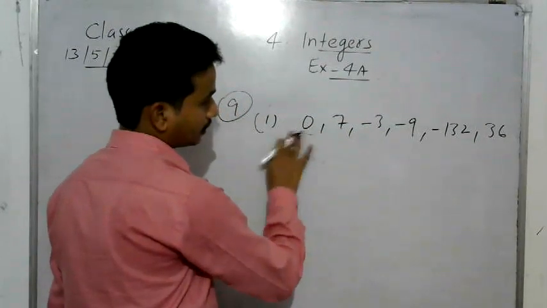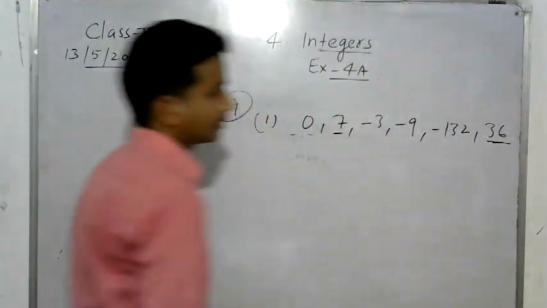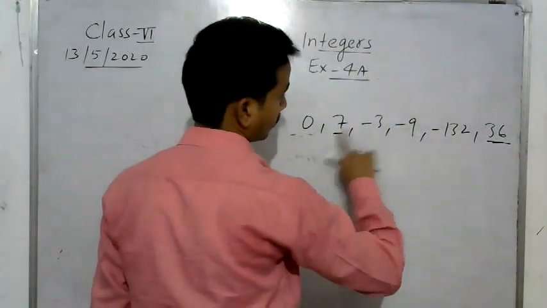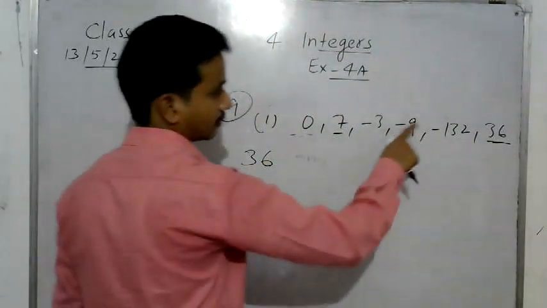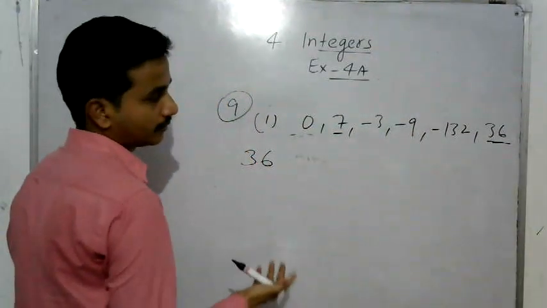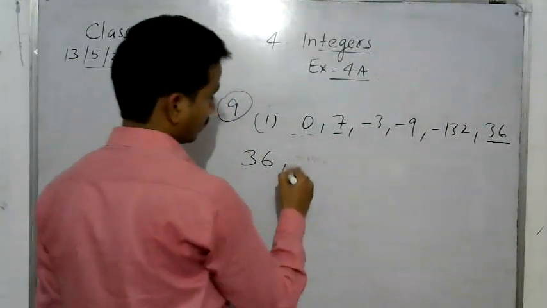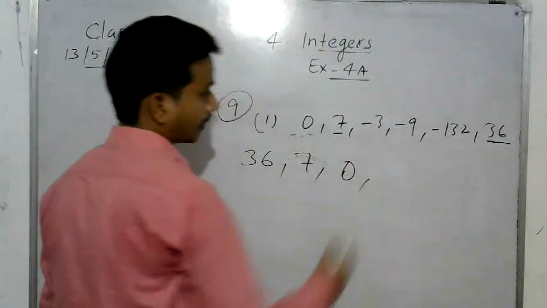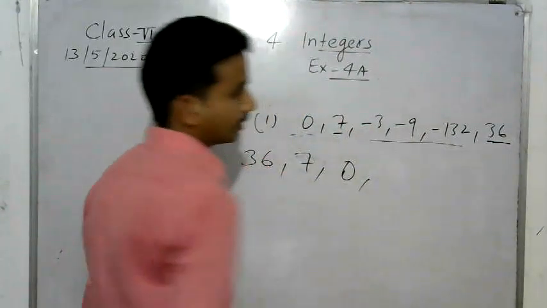Positive numbers are 7 and 36. Out of 7 and 36, which one is greater? 36 is greater. We know that a positive number is greater than every negative integer. So 36 is greatest, and after 36, 7 will be greater. After 7, 0 will be greater, and then there are 3 negative integers.